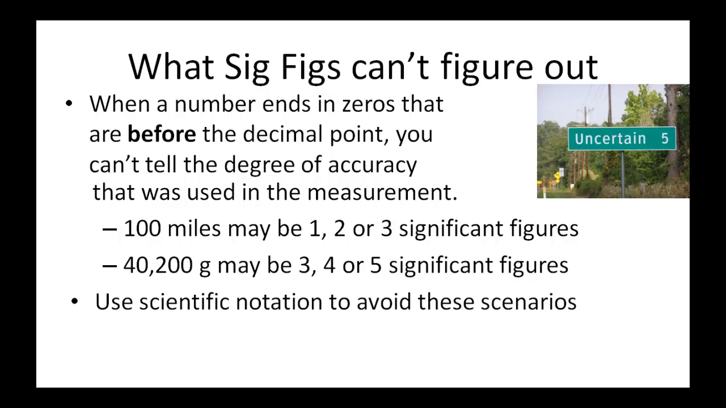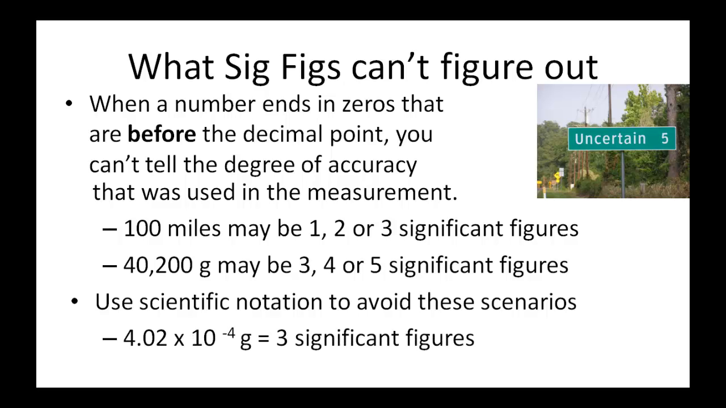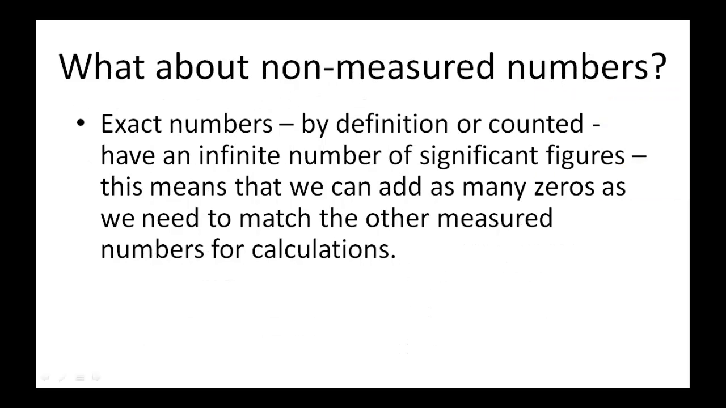Scientists use scientific notation to avoid these scenarios. Scientific notation, which is a different lecture, avoids these scenarios by writing it 4.02. Any digit you write is assumed to be a significant figure, and then you multiply it to get that place value. What about non-measured numbers?